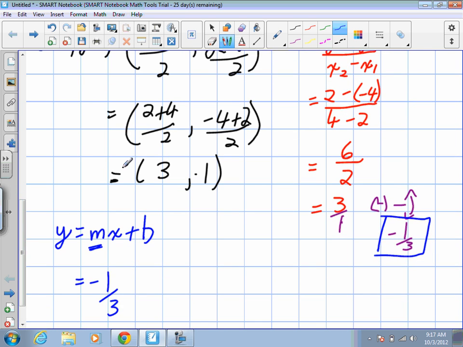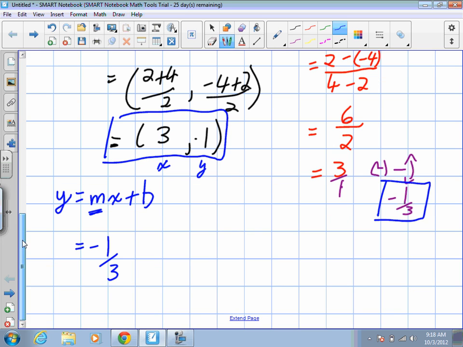3 and negative 1. Hence why we had to find it. This is an x and a y value. We're going to take that x and y value and plug them in for x and y in this equation. So y being negative 1 and x being 3, plus b. It'll help us solve for b and give us an actual equation here.